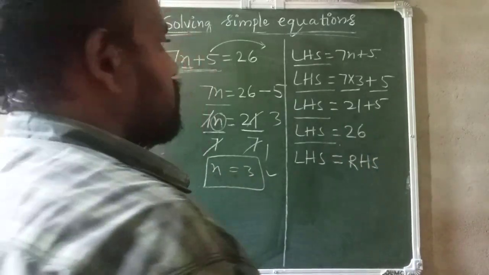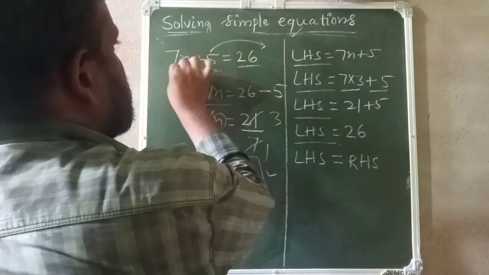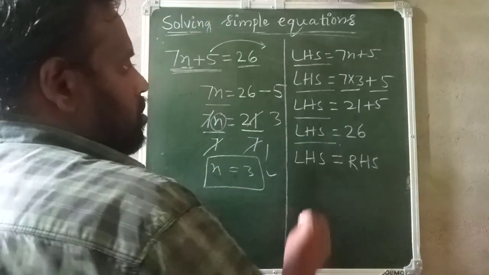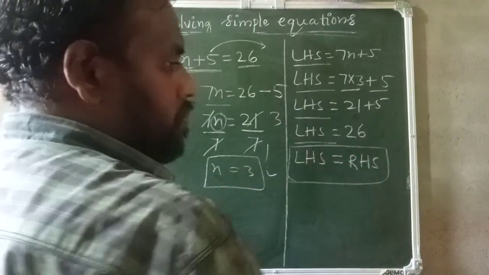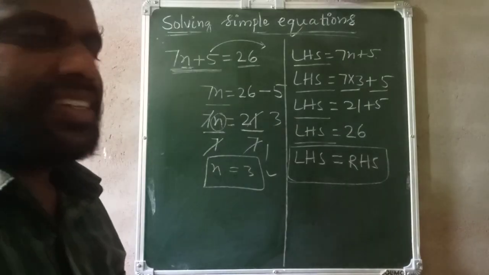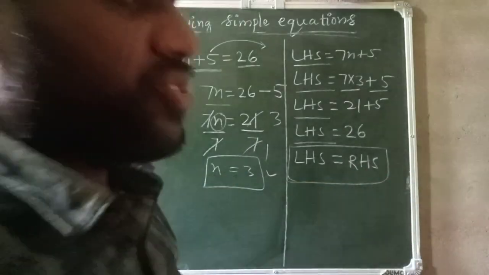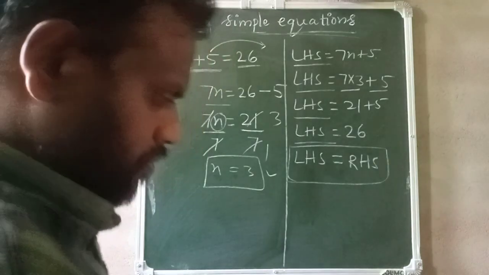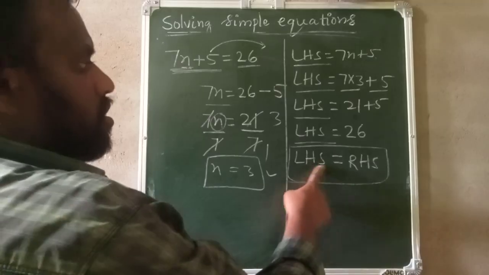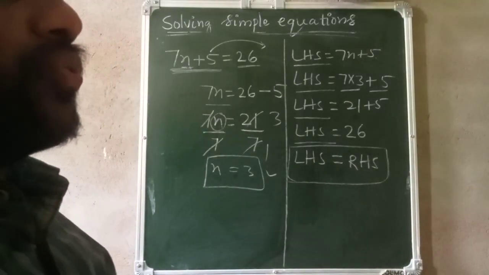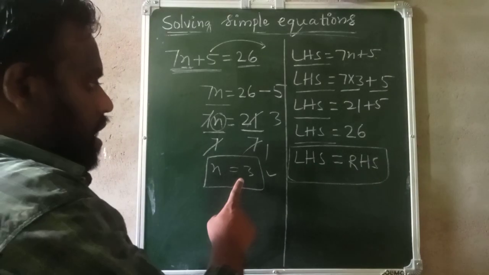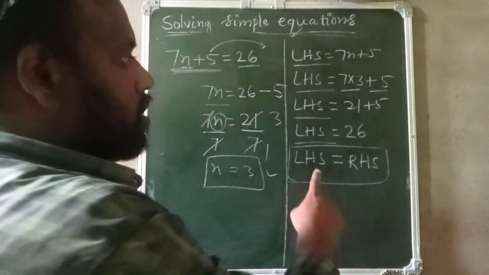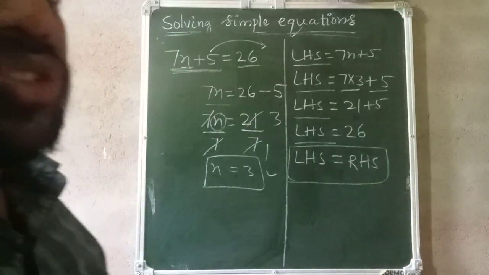RHS means right hand side. So this is the right hand side expression, this is the left hand side expression. So 26 is RHS. Now see, we got LHS is equal to RHS. Now when LHS is equal to RHS, we can understand this answer is correct. N is equal to 3 is the correct answer because we got LHS is equal to RHS.